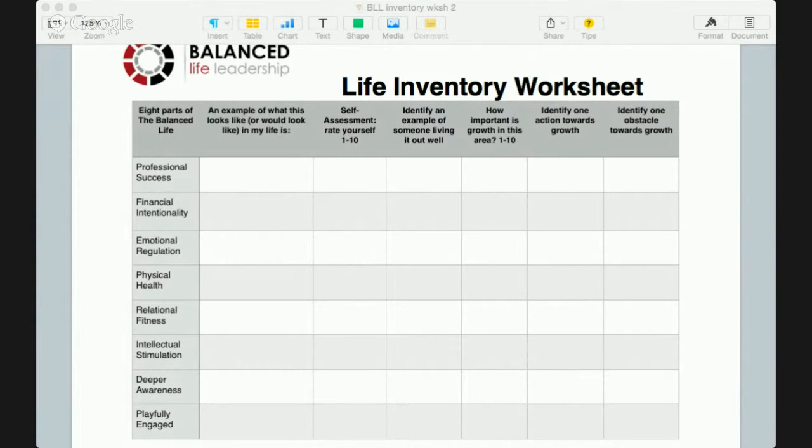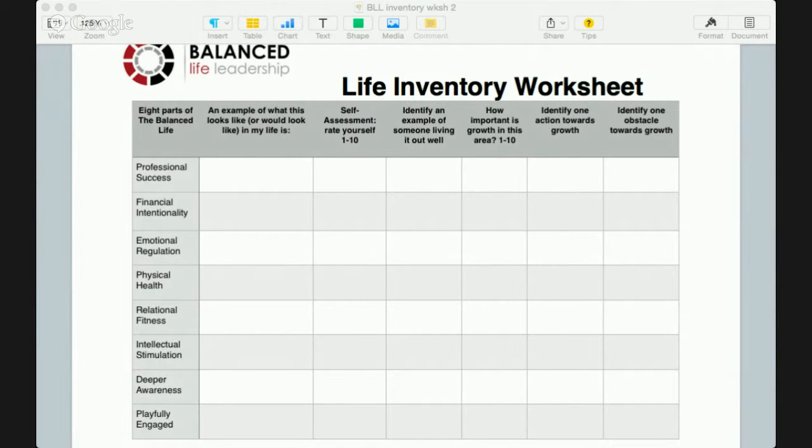And then go down, financial intentionality. What that would look like is me being able to give 10% of my money to charities. Okay, that might be an expression of financial intentionality. To work within my budget, that would be financial intentionality. To get out of debt, that would be an example of what that would look like in your life. And go down the list of each of those and say, this is what this would look like in my life, or what it does look like in my life.